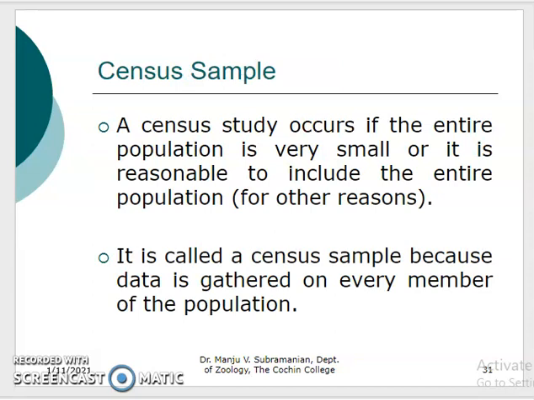A census method is used if the entire population is very small, or it is reasonable to include the entire population for other reasons. It is also called a census sample because the data is gathered on a very small number of individuals.